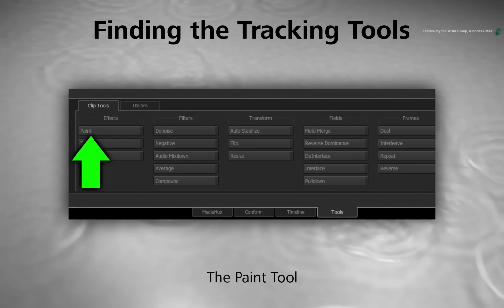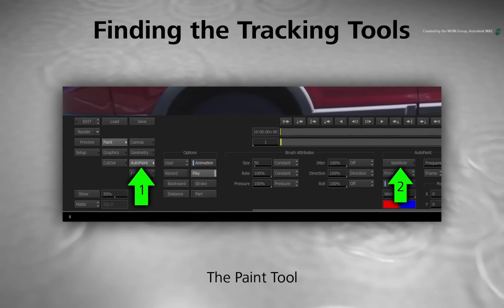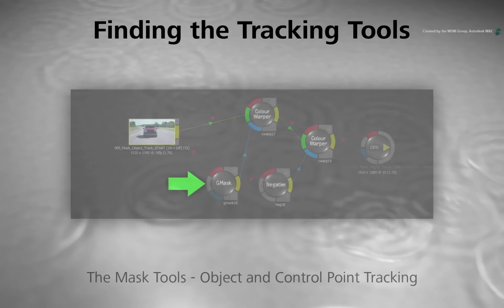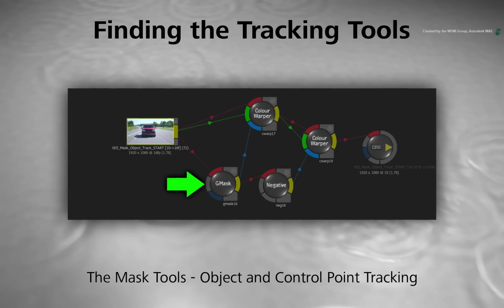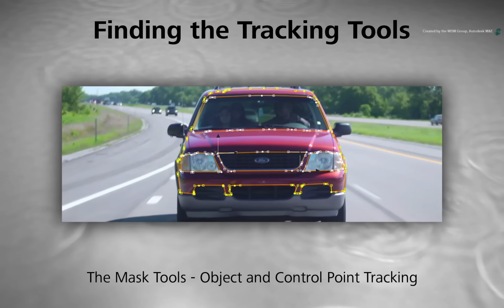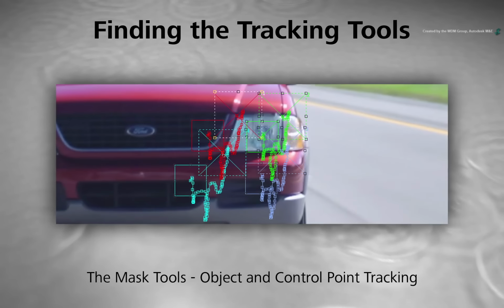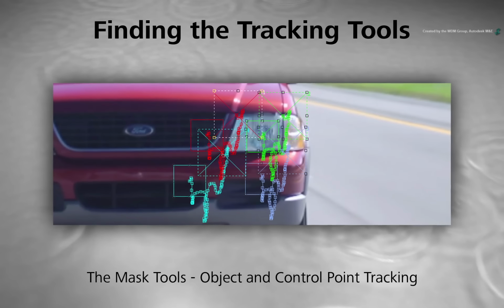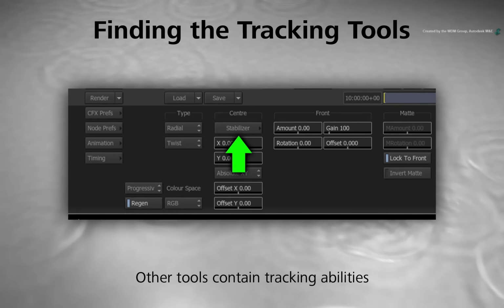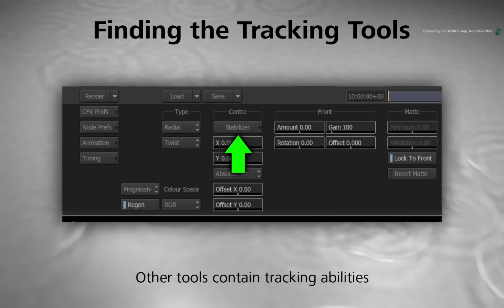Another area you will need the tracking tools is the Paint tool. This is used to track your paint strokes to the background for tasks such as image cleanup. The other main tool where you will find your tracking tools is within the Masking tool. This is broken down into two types of track. You can track your mask object, or you can track individual mask control points. And finally, you might find the tracker in certain filter effects scattered throughout the application.